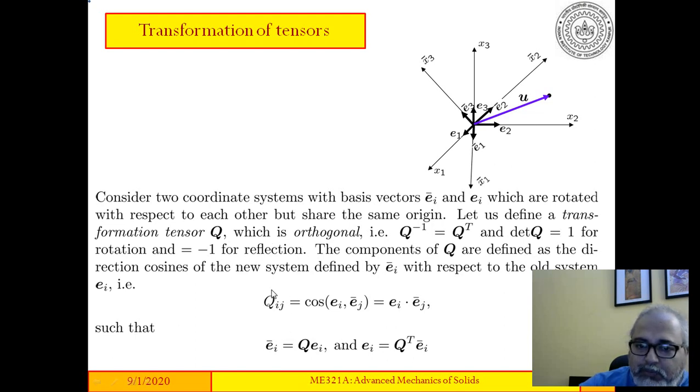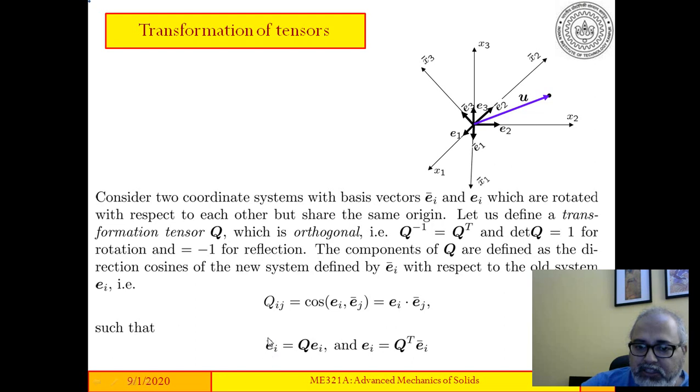Now, this is how the components of the transformation tensor are defined. The components of the transformation tensor Qij are the direction cosines of the old basis vector i with respect to the new basis vector j. So it is the dot product between Ei and Ej bar. Ej bar are the new basis vectors, and Ei are the old basis vectors. So we can write Ei bar equal to Q Ei, and Ei is equal to Q transpose Ei bar, because if you take Q to this side, you get Q inverse, but Q inverse and Q transpose are the same, so you can replace the inverse by the transpose, and this is what you will do to get the old coordinate system in terms of the new coordinate system.